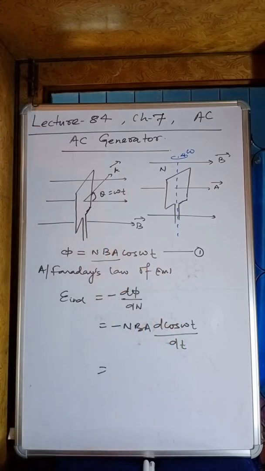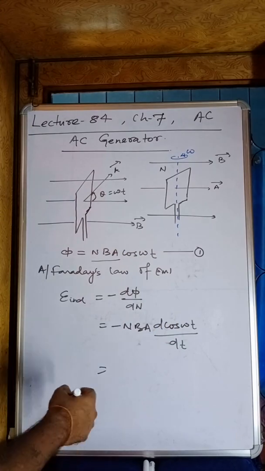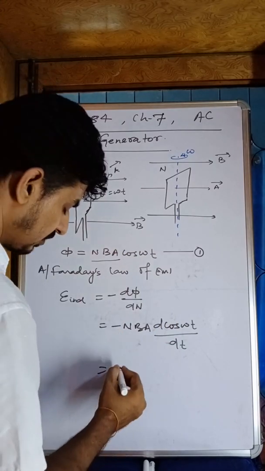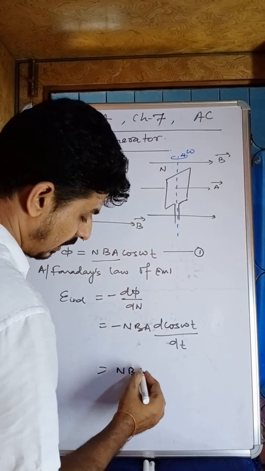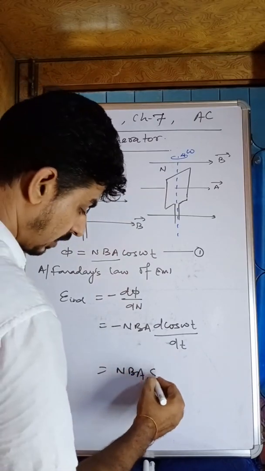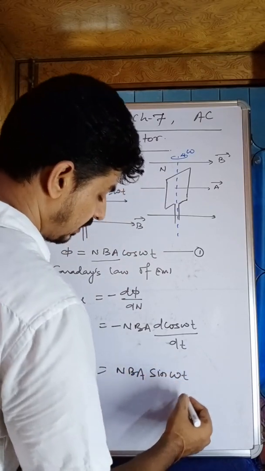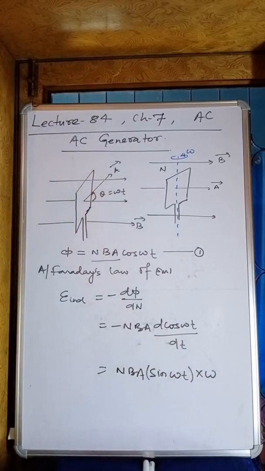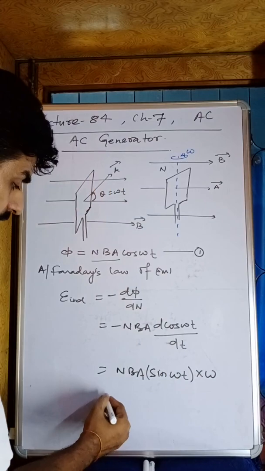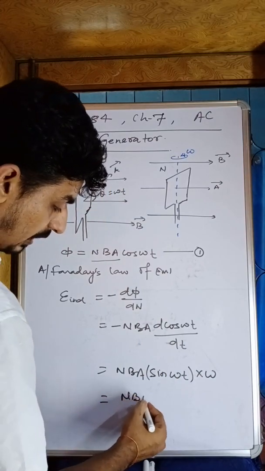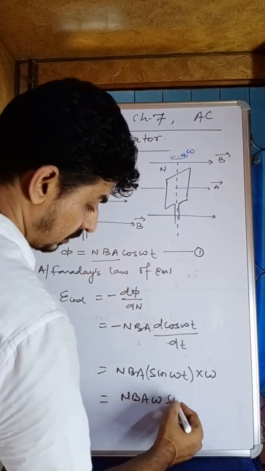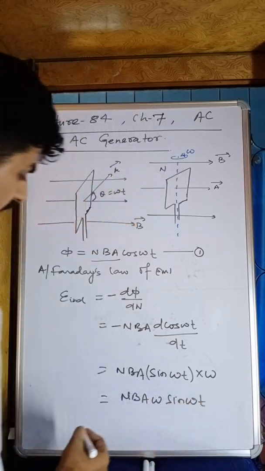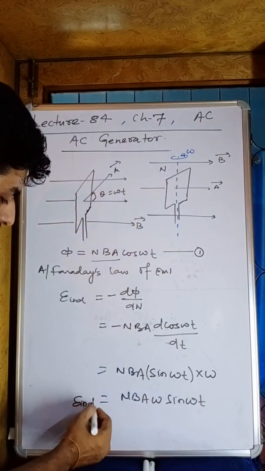What is the derivative of cos? The derivative of cos carries a minus sign, and minus times minus will be plus. So NBA, it is sine omega t into omega, which is the constant. You know, with the differentiation what we do? NBA omega sine omega t. What is this? This is the E induced.